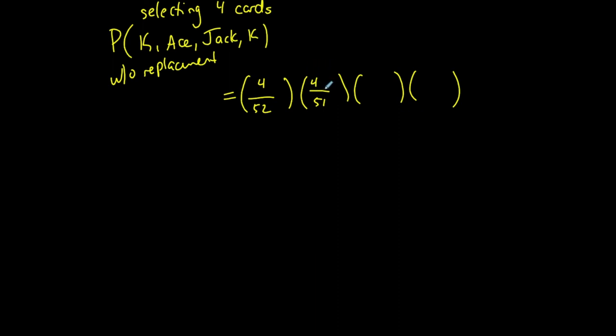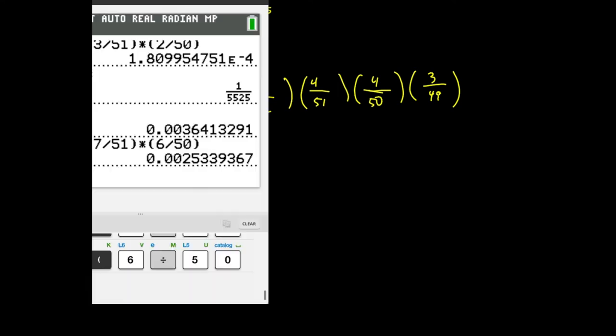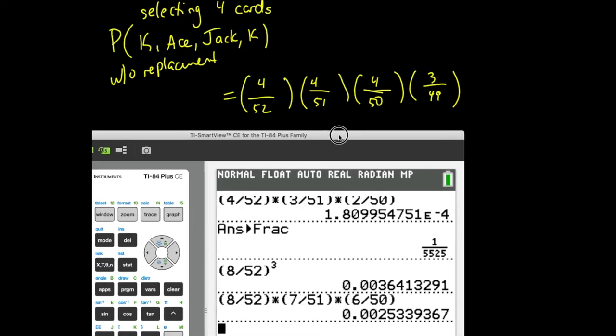This time it didn't decrease because I'm selecting a different card the second time. For the third time, I still have four jacks. That's still not changing. But I only have 50 cards left in the deck because I took the king and the ace out. Now I took a king, an ace, and a jack out, so I only have 49 cards. But I only have three kings left because one of them was taken out. So just be careful when you do those calculations. Be careful, and order matters. Order matters.